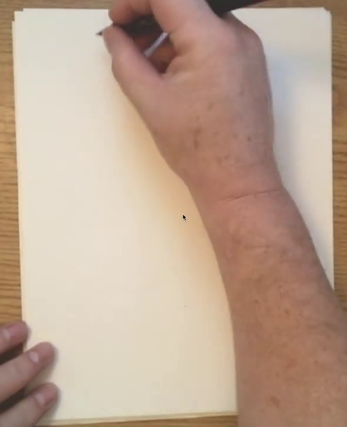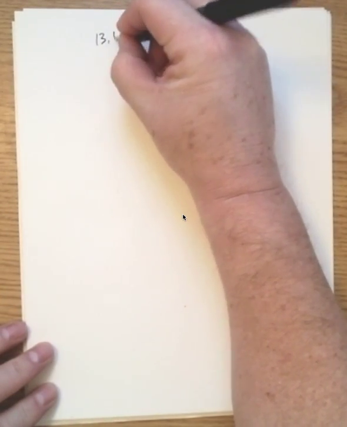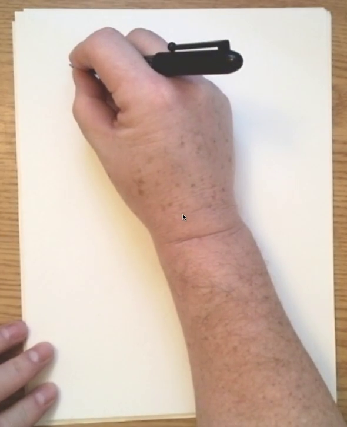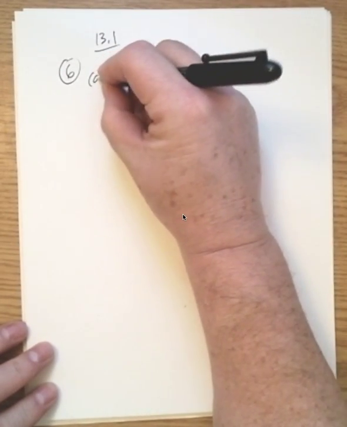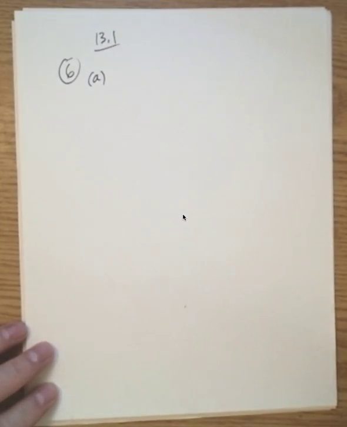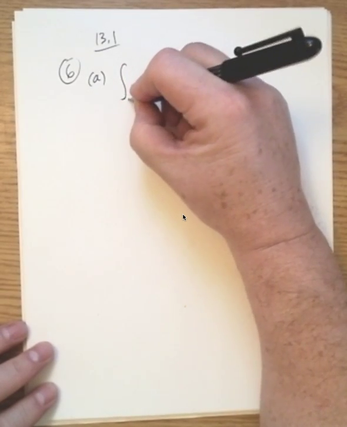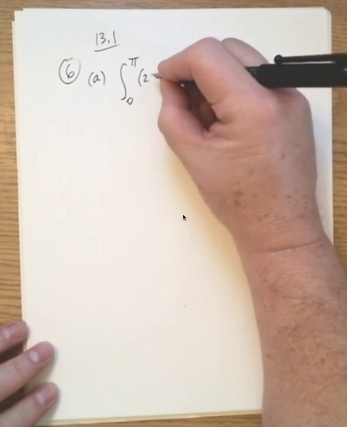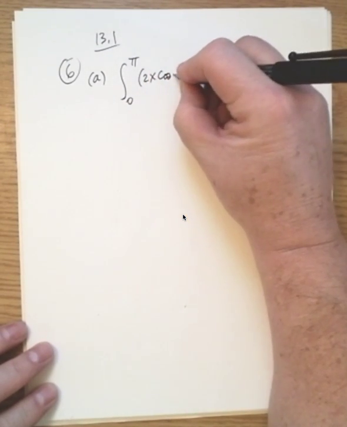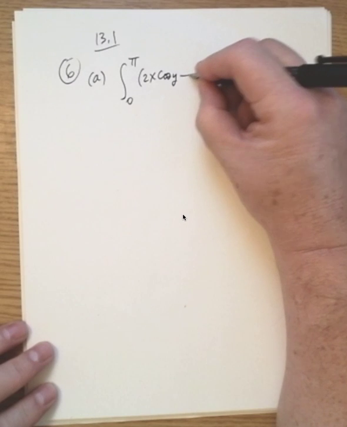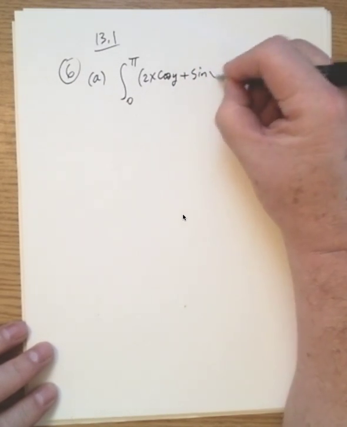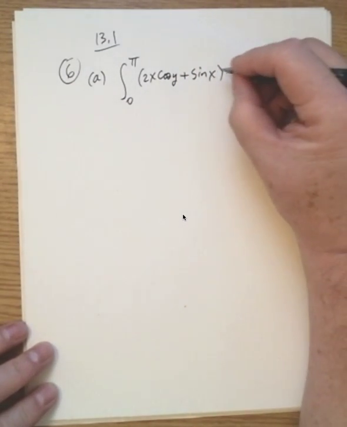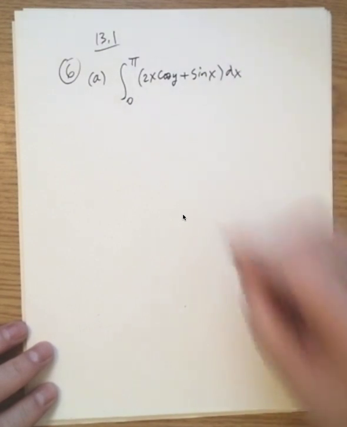Let's start working some problems from section 13.1 in the homework here. Let's look at 13.1, number 6. A, they ask us to do the following. Find the integral from 0 to pi of 2x cosine y plus sine x, and you're integrating with respect to x.